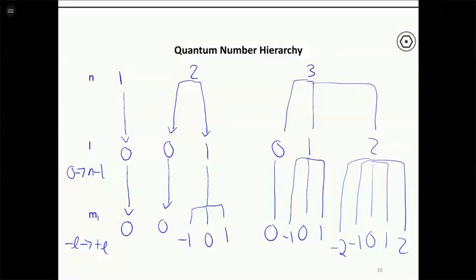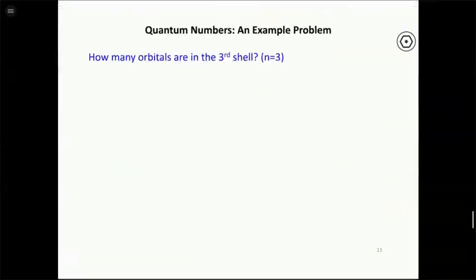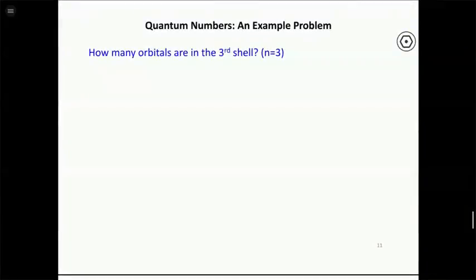If you look at your total number of allowed values of M sub L, that's going to tell you how many orbitals are in a given shell or subshell. So in the n equals 3 shell, you have 1, 2, 3, 4, 5, 6, 7, 8, 9 different allowed values of M sub L, which means you have 9 total orbitals in the n equals 3 shell. So there are some simple relationships that we can derive for doing that. As an example, how many orbitals are in the third shell? I just gave this to you by accident. I wasn't meaning to do that.